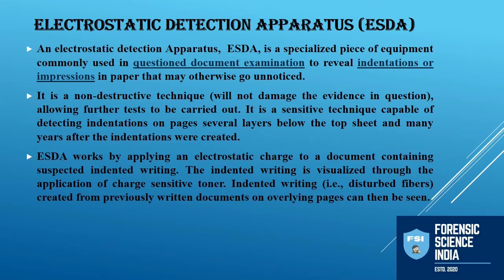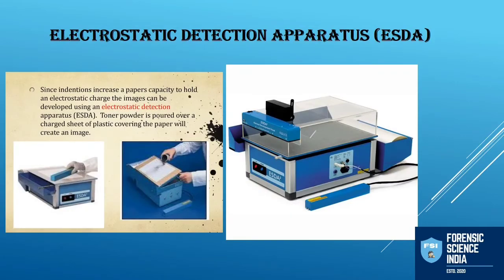So here with the help of charge sensitive toner we will be able to see the indented marks present on the papers. Here you can see the electrostatic detection apparatus. This kind of device is ESDA. With the help of toner powder, since indentation increases the paper's capacity to hold an electrostatic charge, the images can be developed using an electrostatic detection apparatus. ESDA works with toner powder poured over a charged sheet of plastic covering the paper film. That will create an image.